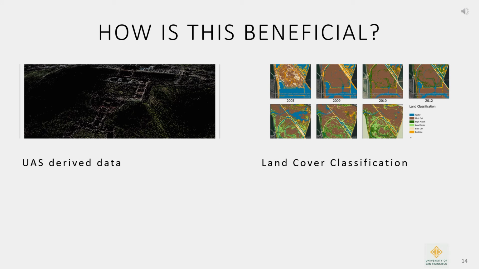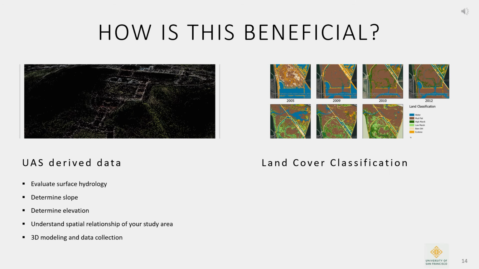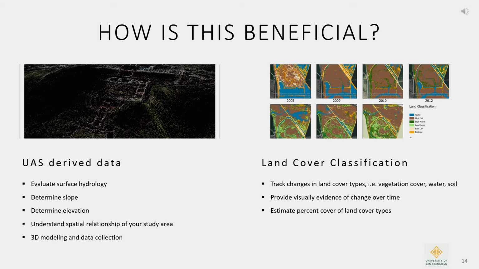What are the benefits? UAS-derived data is cost-effective and has been shown to deliver useful monitoring data. These terrain models can help determine surface hydrology. Slope and elevation is important for species management and can be modeled over the study area. Using aerial data, real-time spatial relationships can be evaluated. Lastly, data in 3 dimensions can be recorded, providing a more robust data set. Land cover classifications allow us to track landscape level changes over time, provide visual evidence of these changes, and give estimates of land cover percentage.